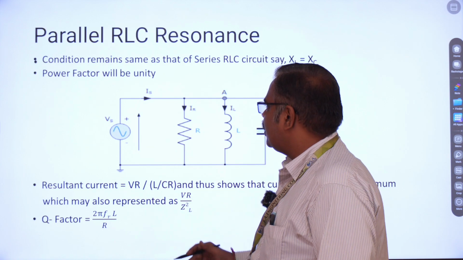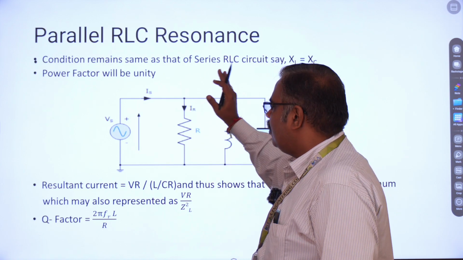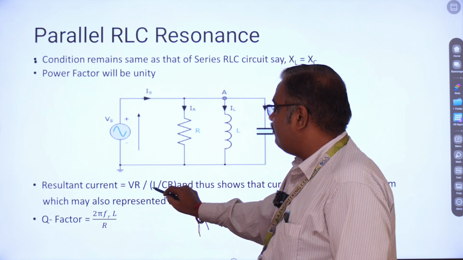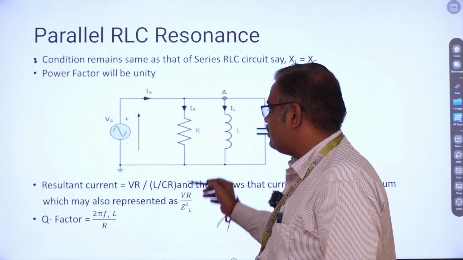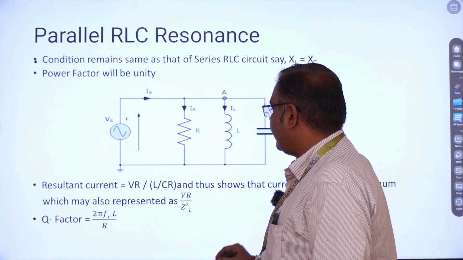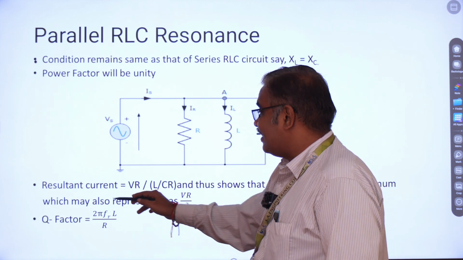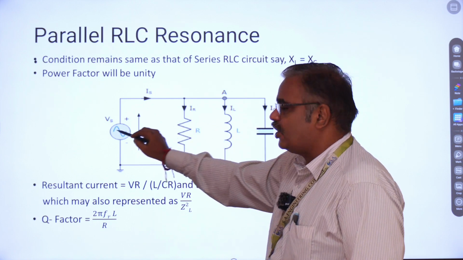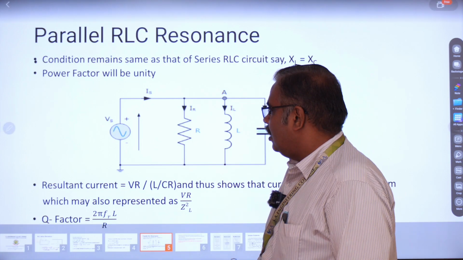Let us talk about the parallel circuit. So this is the parallel combination. And of course, for this, the resultant current is given by VR divided by L by CR, which will be fetching as VR by ZL square. So this is about your resultant current in your RLC circuit. And of course, the voltage remains constant for all the circuit elements, I mean.